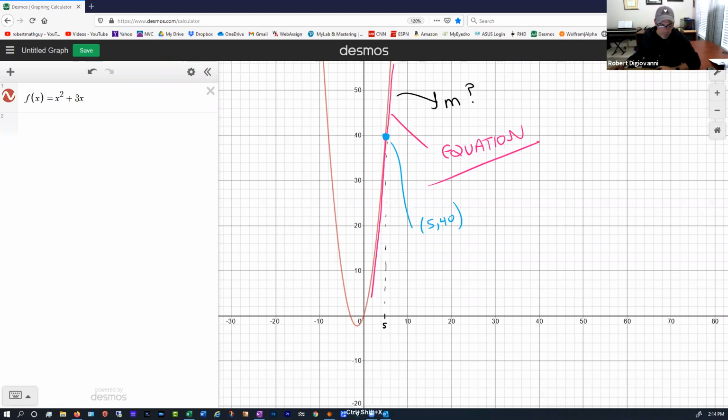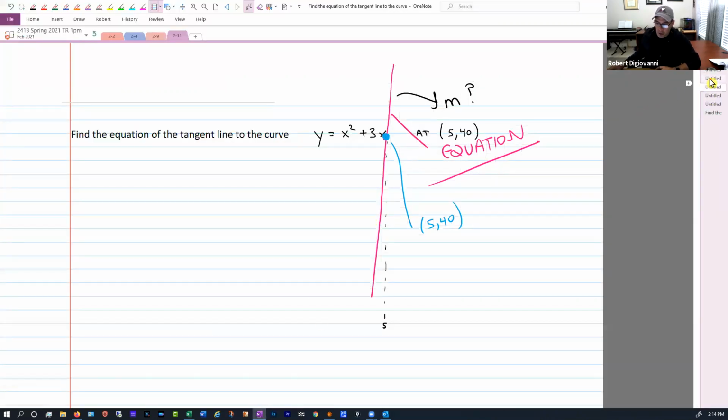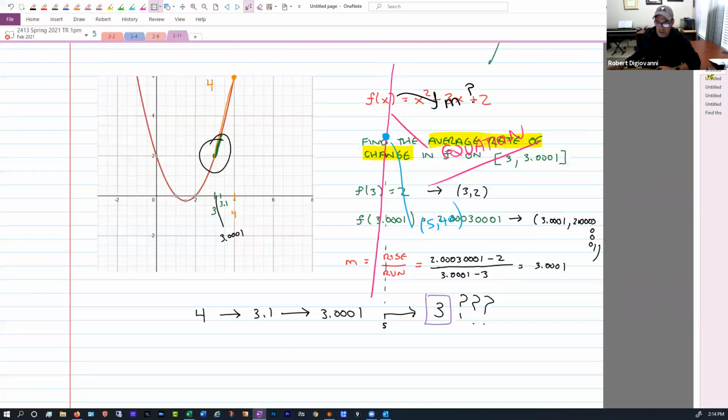When we were talking about instantaneous rate of change, what we've been finding is the slope of the tangent line. That's what we've been doing. I was trying to see if you could make that connection. Might have pushed a little too hard here.